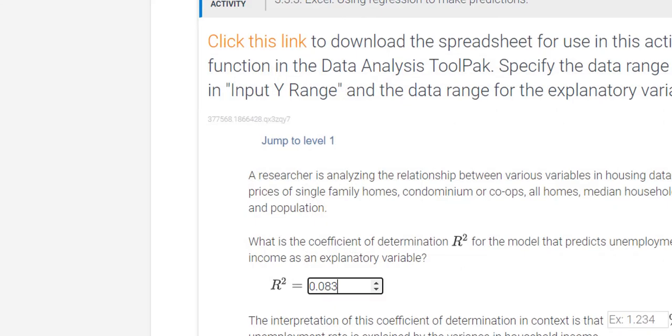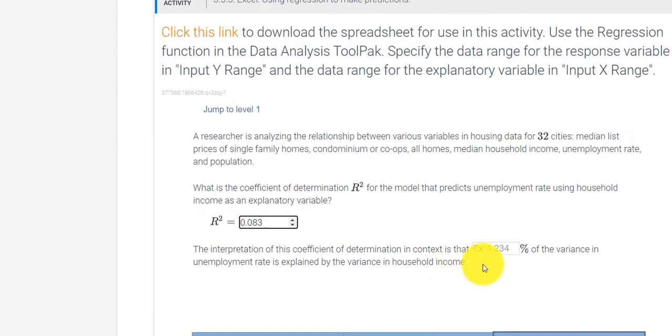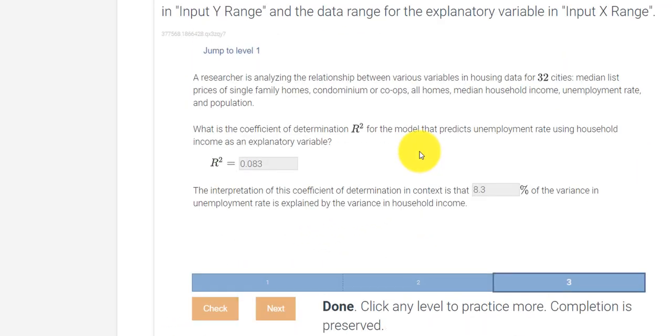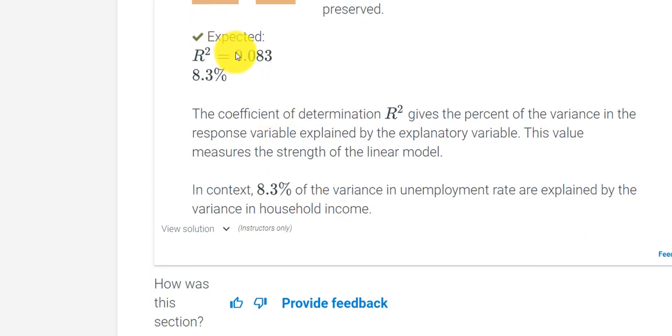So let's just check our work, and hopefully we get the correct answer. Oh, and then in terms of the interpretation, this means that 8.3% of the variance in the unemployment rate is explained by the variance in the household income. Okay, where'd this 8.3 come from? Well, to change a decimal to a percent, you move the decimal 2 places to the right, and we get 8.3. Let's check our answer, and we get no red marks, and it says expected, well done.